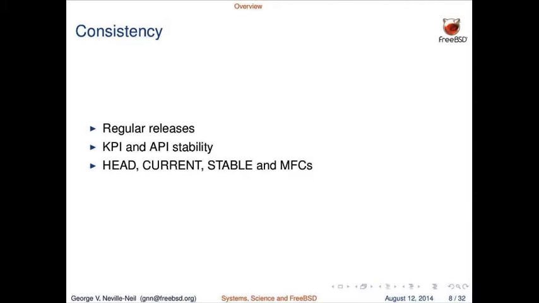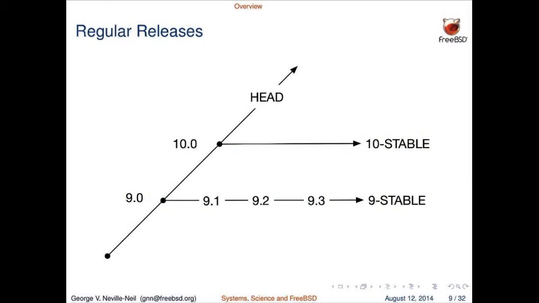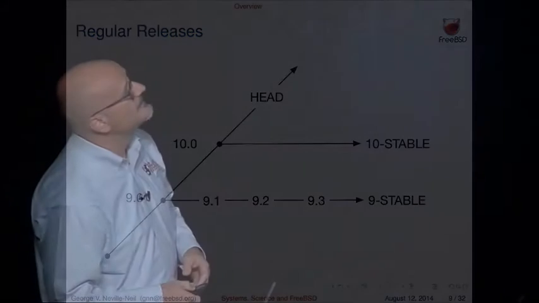So I'm going to talk a little bit more about consistency. FreeBSD is very big on consistency. We believe in regular releases, and we believe in what I call KPI and API stability. And it's easier to show this as a graphic. So here's our current tree. I have a laser.